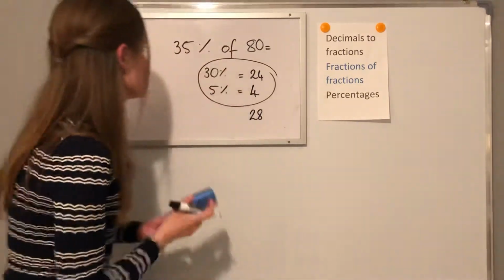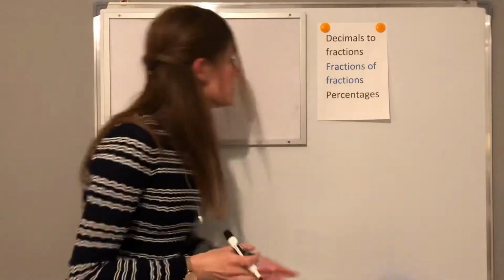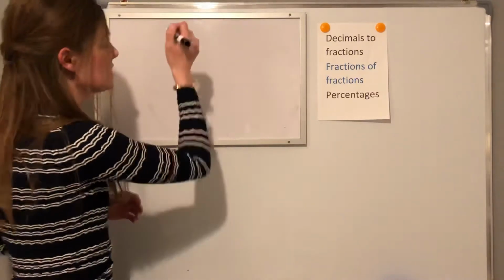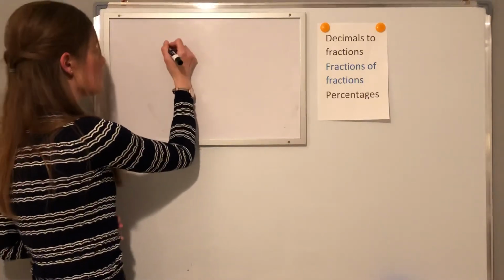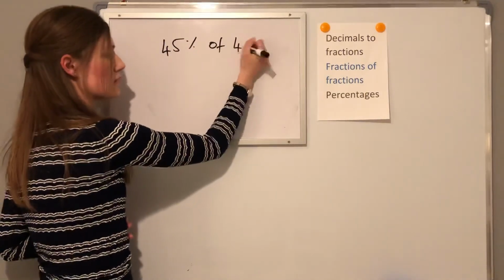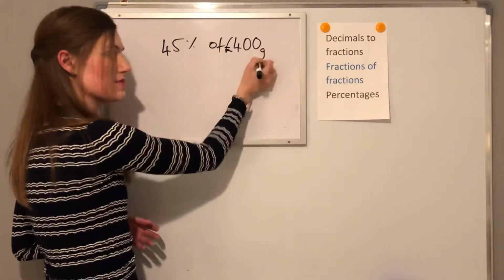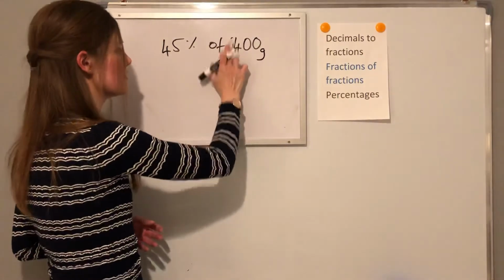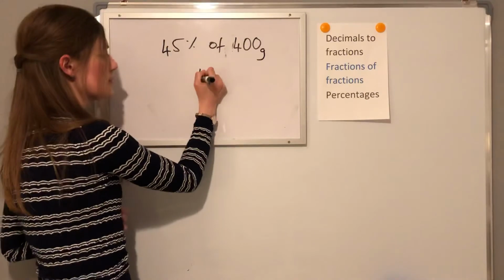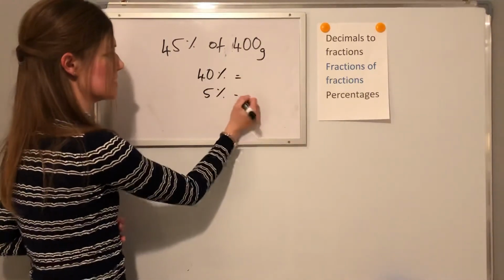Let's do another example, and then hopefully you'll have a grasp of some of these basic percentages, and we'll do some harder ones in another lesson. Right, let's try 45% of 400. Now often in the exam there'll be things like pounds or things like grams. So let's do 45% of 400 grams. So you would need to break that down into 40% and also 5%.